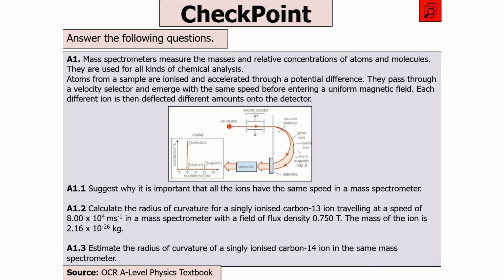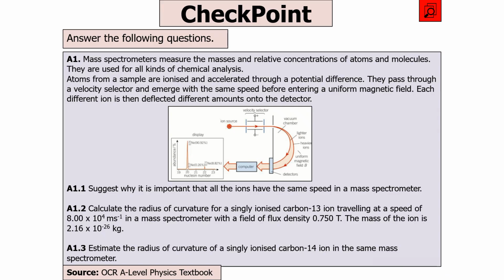They're used for all kinds of chemical analysis. Atoms from a sample are ionized and accelerated through a potential difference. They pass through a velocity selector and emerge with the same speed before entering a uniform magnetic field. Each different ion is then deflected different amounts onto the detector. Suggest why it's important that all ions have the same speed in a mass spectrometer.